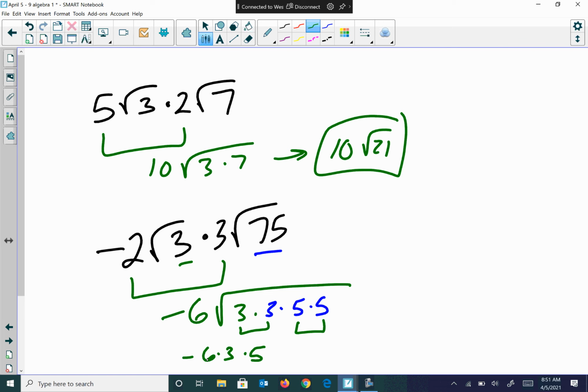All right. So let's see. It's going to be a negative answer. 6 times 5 is 30. 30 times 3 is negative 90. Notice there's no square root. Why is that? Everything came out.